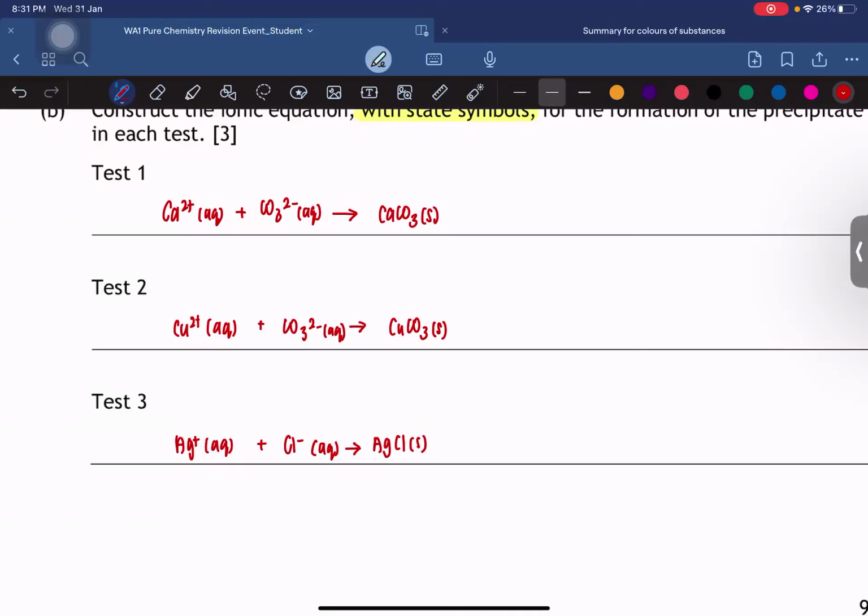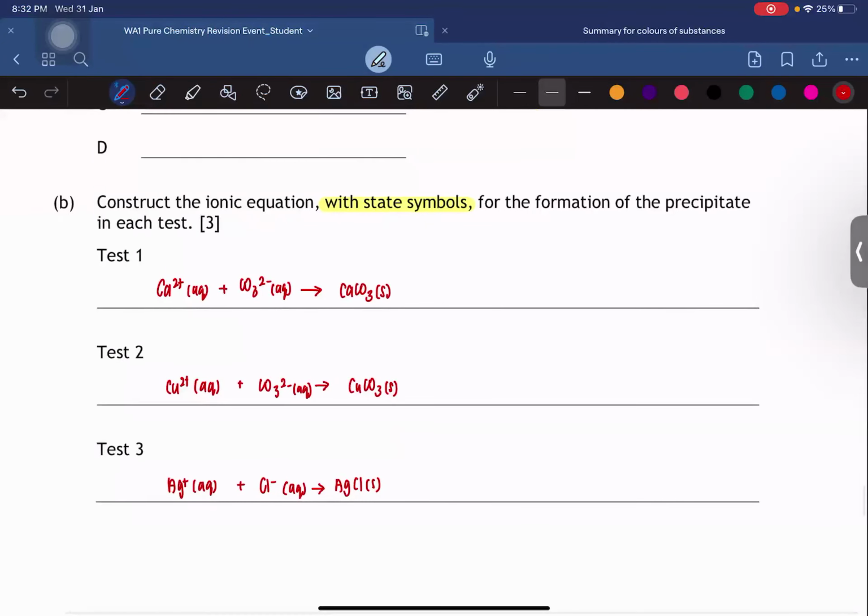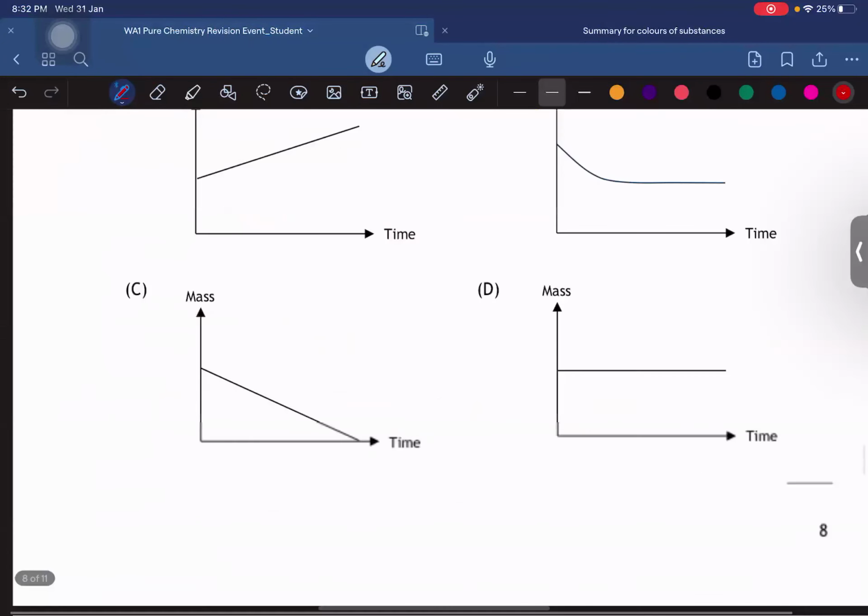Okay, is this question easy? Yes. Yes, confidence is key. Okay, confidence is half the battle. Okay, now, done with QA, let's take a look at the next one now, redox.